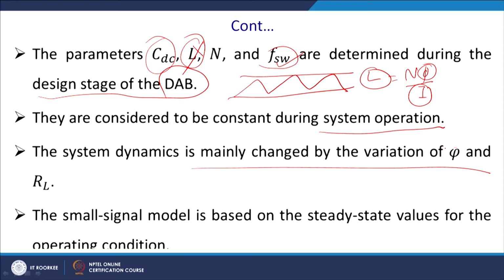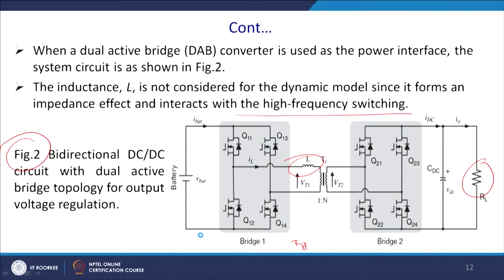So, that is what we want to see, and the small signal model is based on the steady state values for the operating condition, and thus we can see that this DC converter works fine if you properly design these entities, that is C_DC, L, N and the switching frequency. I have just 2-3 points to take away here in the design aspect.